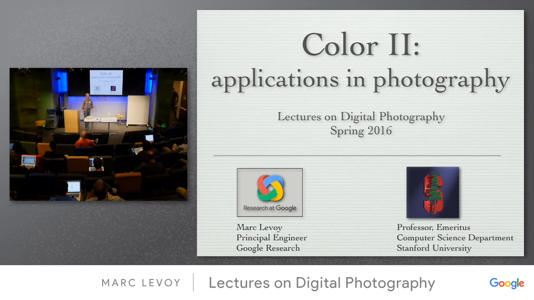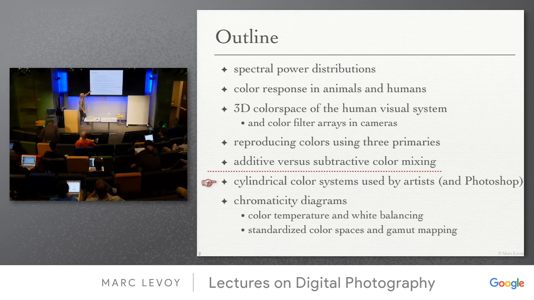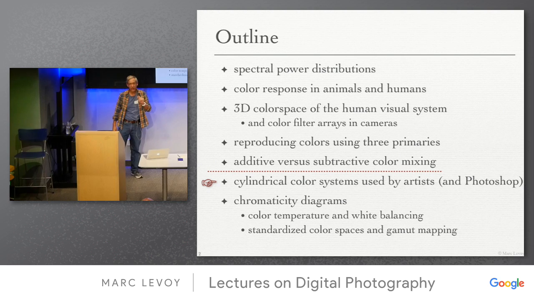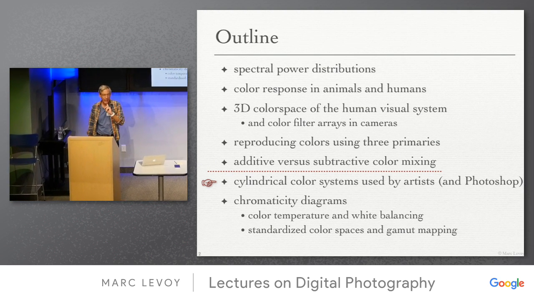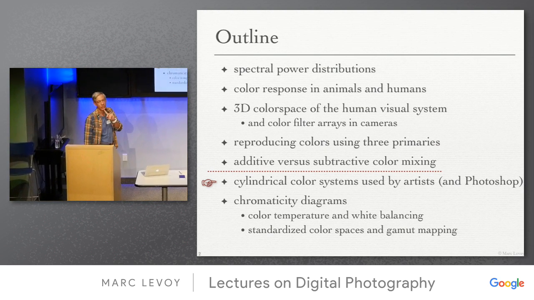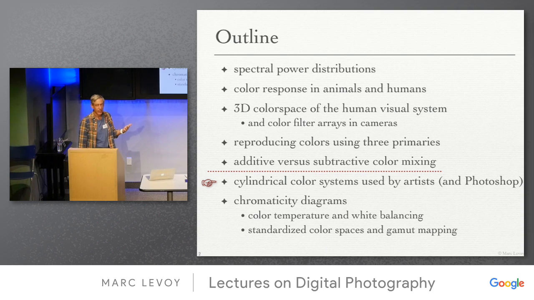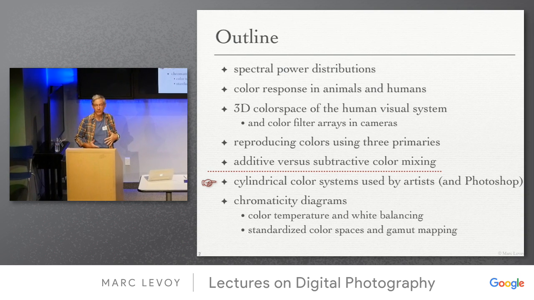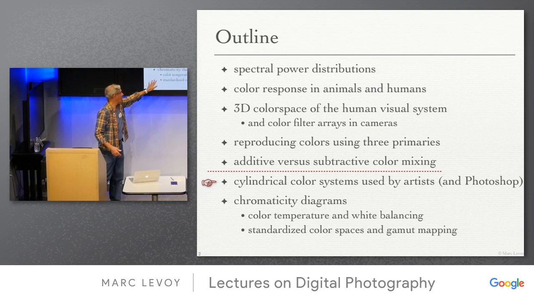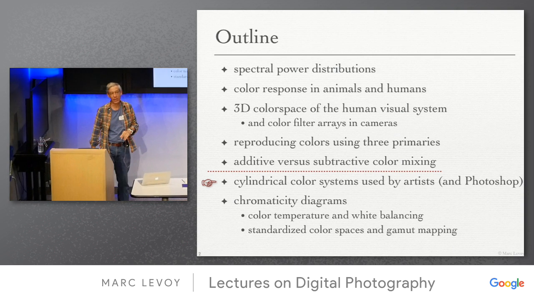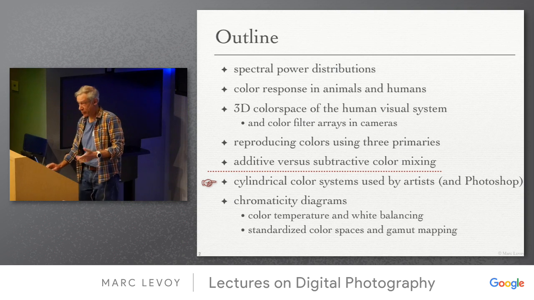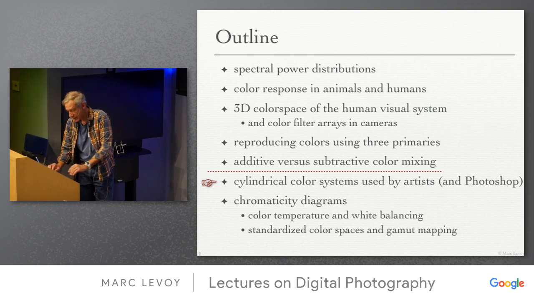So we'll do the second half today of color. We'll kind of switch to practical applications of color. We'll talk first about cylindrical color systems used by artists and Photoshop. Then we'll talk about chromaticity diagrams, which is a way to talk about the color without the brightness. We'll show two applications of that: white balancing in photography and gamut mapping. And both are applicable to photography.